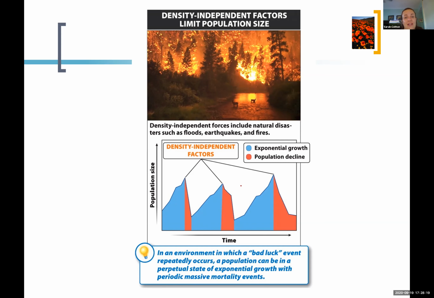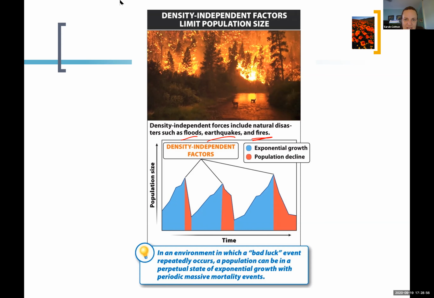Okay, so density independent means the impact of that factor has no effect, or I shouldn't say has no effect. It doesn't matter how big or small the population is. The density of a population doesn't determine the impact of the factor that we're talking about. So in this example, they're showing you natural disasters, right? Fires, floods, earthquakes, okay? But even normal weather patterns can be a density independent factor, okay?